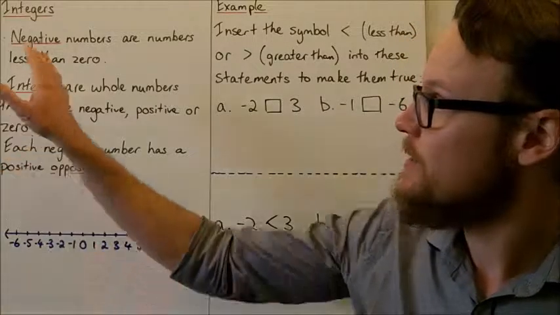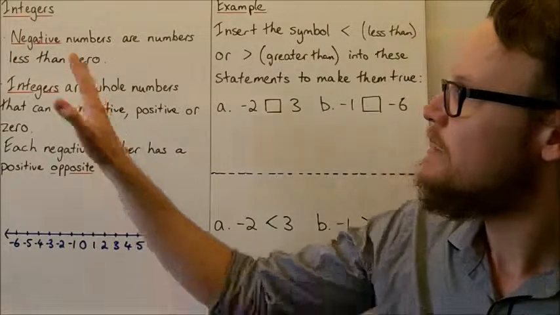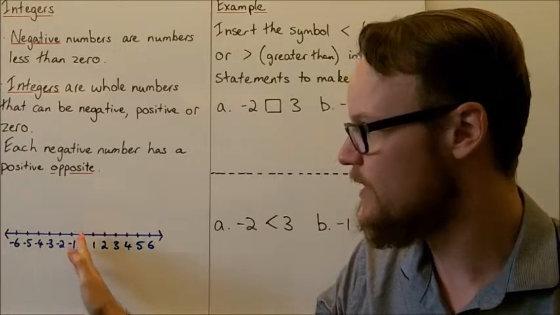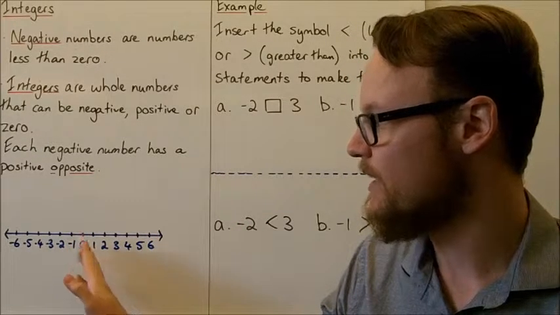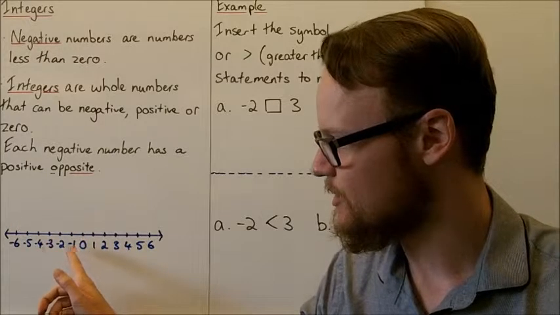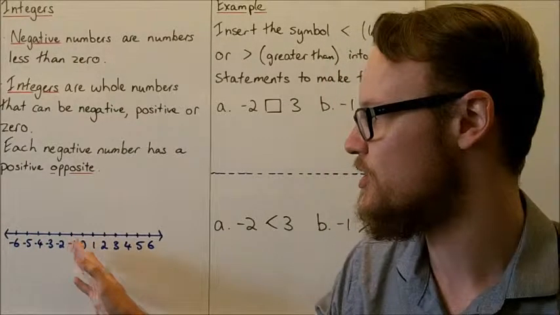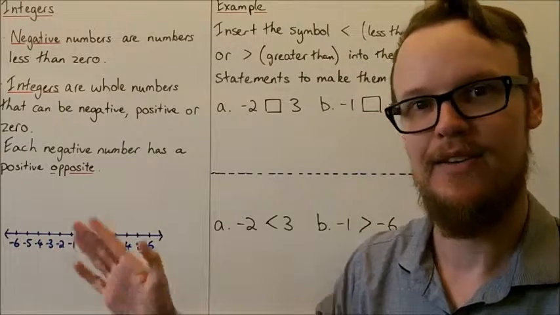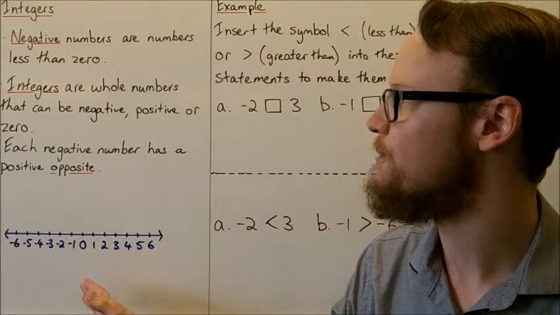Today we're going to look at integers. Negative numbers are numbers less than 0. So if we're looking at a number line and we're looking at the 0 mark, any number less than 0 is assigned a negative value. It's a way for us to show numbers that are less than that middle value, that 0 value.